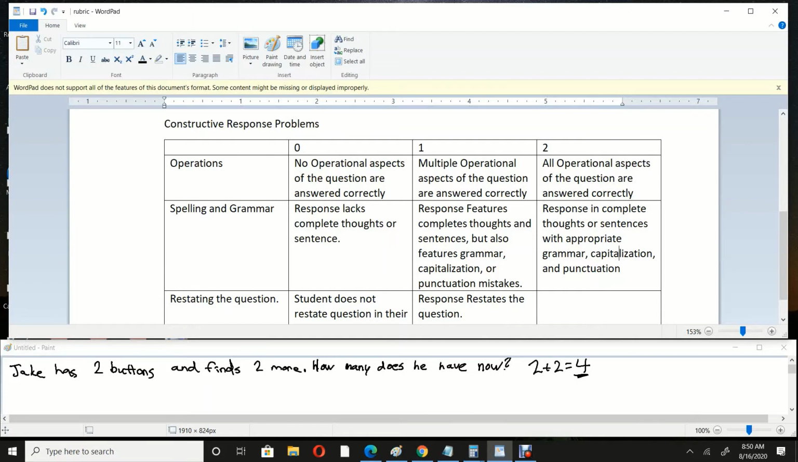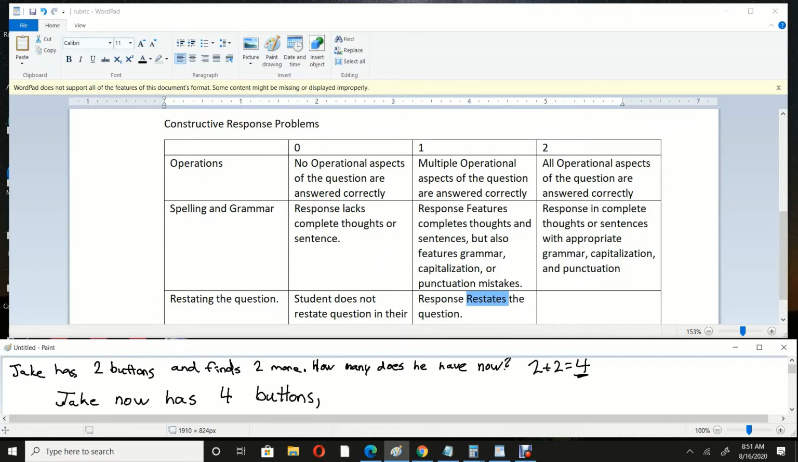Also, we want to restate the question. I wanted to throw this at you because the response restates the question. So what is the question? How many buttons does Jake have now? So to restate the question, I would want to say, Jake now has 4 buttons.